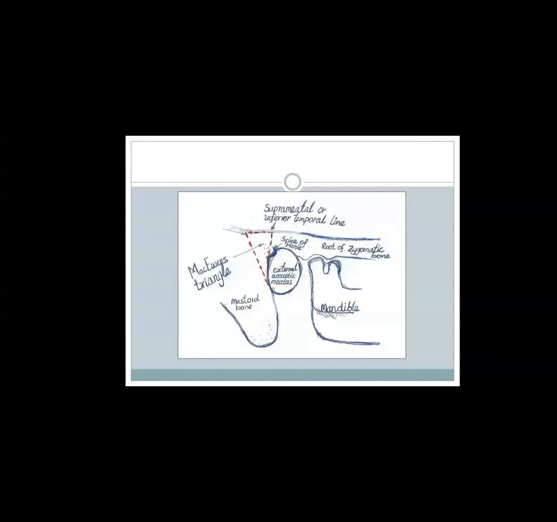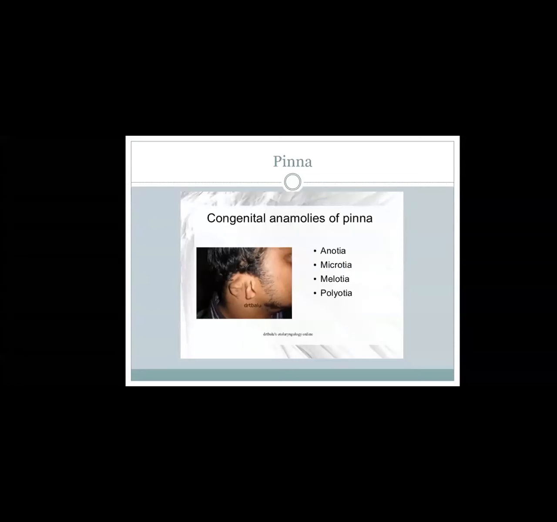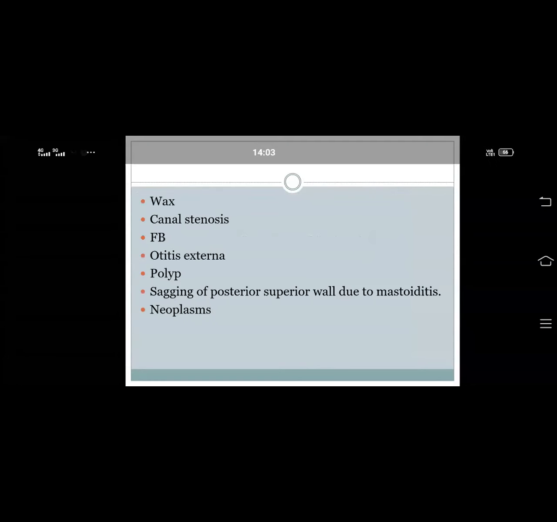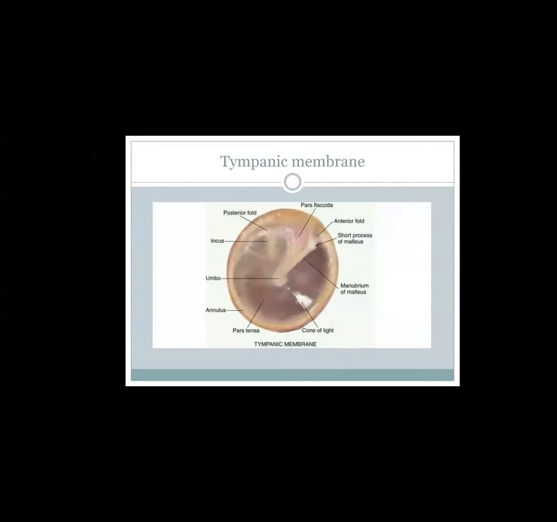Okay, next topic, we go on to the anomalies. Congenital anomalies of the pinna: you will see how it is developed, whether the auricle is like that or not. This is how it will appear, the lop ear, back ear, and all that. Having finished, we go on to the external auditory canal. What you will see is wax, stenosed canal, foreign body, sagging, neoplasms, and all. Next, after finishing the external ear, what you can see is the tympanic membrane.